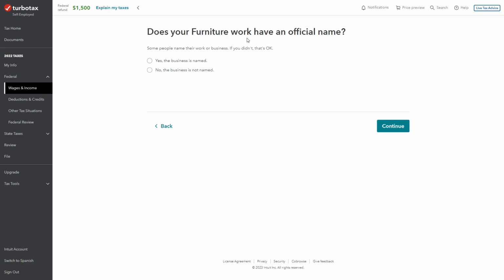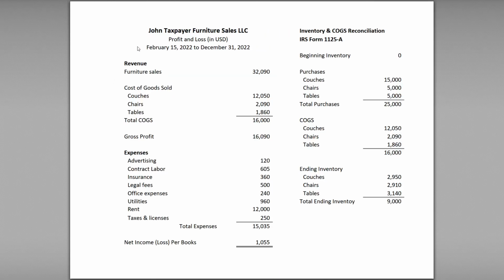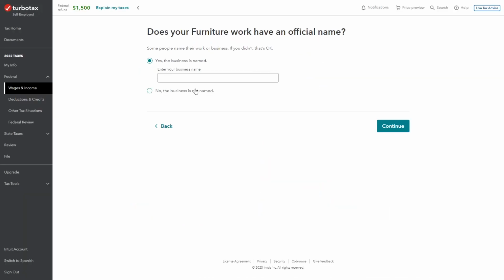Does the furniture work have an official name? Yeah, so we do. We have an actual LLC set up. If we look at John Taxpayer Furniture Sales LLC, I'll go ahead and enter that there. John Taxpayer Furniture Sales LLC. So that's good.